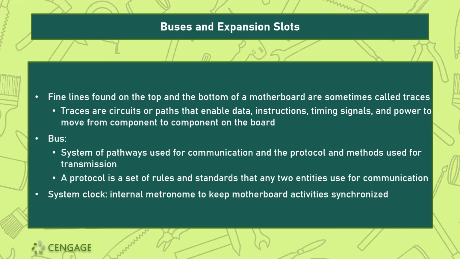Now, in order to make sure that information is correctly interpreted, we have to use what are called protocols. Protocols are just a set of rules for communication set up between two entities. So it could be two people, it could be a telephone, it could be a computer network. Protocol is just a set of rules and expected behaviors.